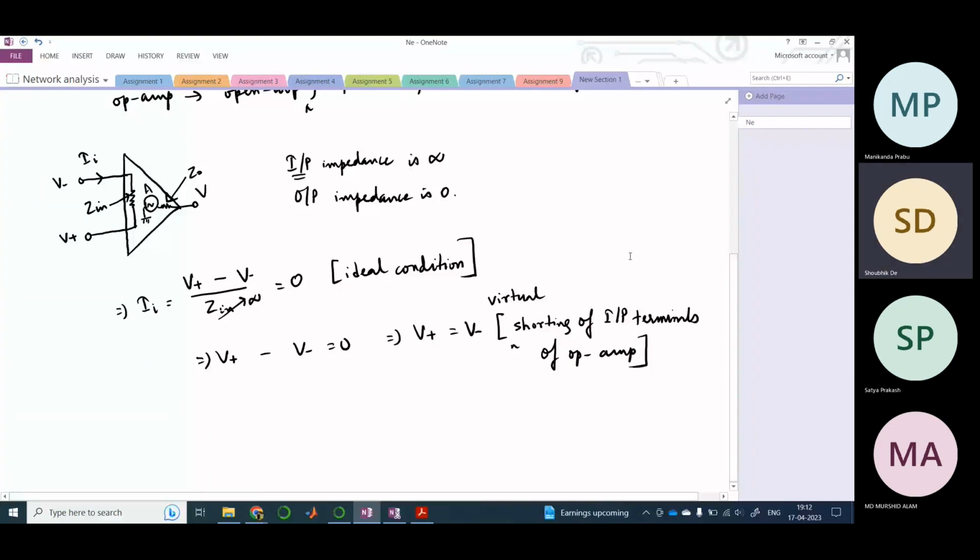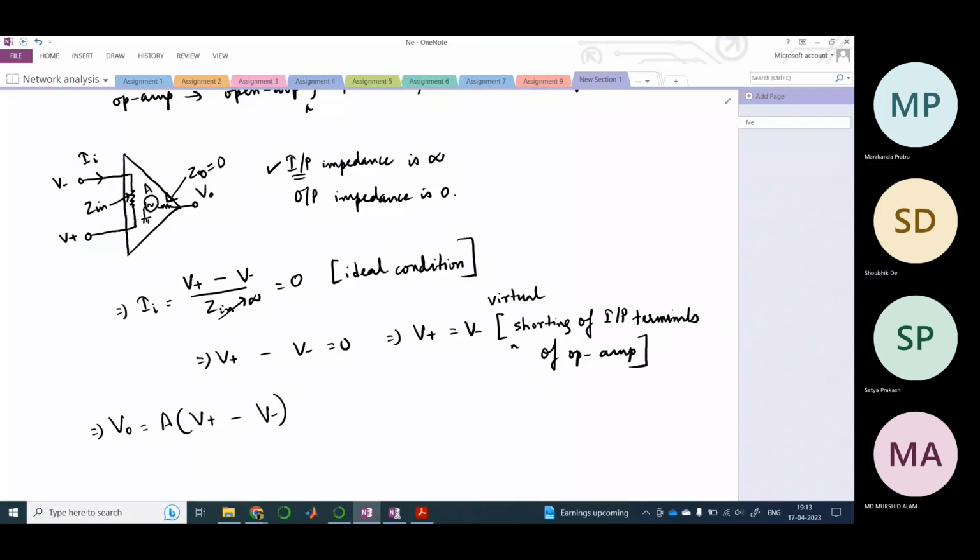Going by this property, if output impedance is zero, that means this Z output is equal to zero, because this path is a short circuit path. And so finally your V output, this is V0, is represented as A into V plus minus V minus. This A here is nothing but the open loop gain of an op amp.